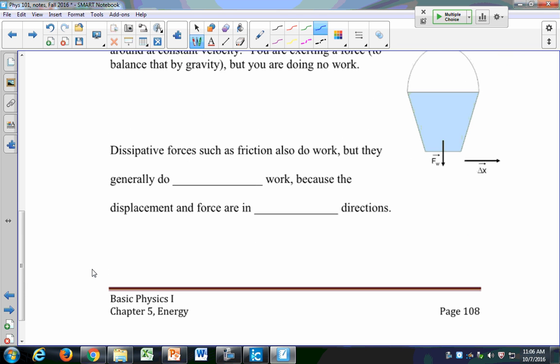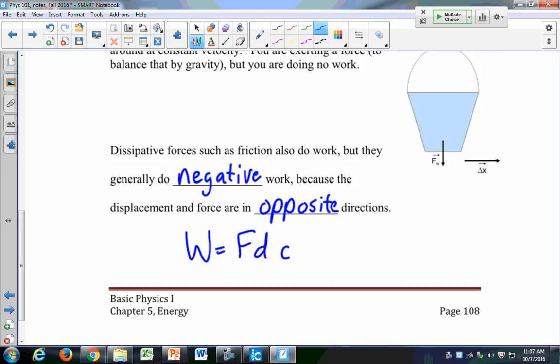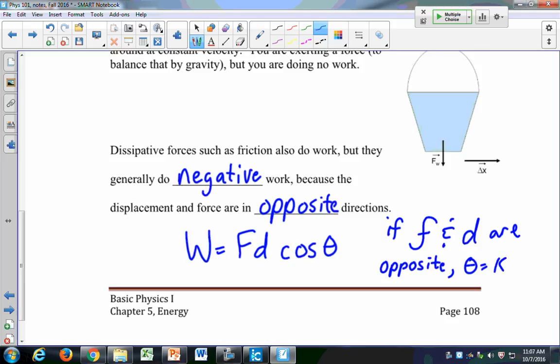now dissipative forces such as friction can also do work, but they generally do negative work because the displacement and the force are in opposite directions. Remember, work is equal to F times D cosine of theta. Usually, almost always, friction opposes the direction of motion. So almost always, my frictional force and my displacement will be in opposite directions, because friction opposes the direction of motion. And so if F and D are in opposite directions, that means that theta equals 180 degrees.